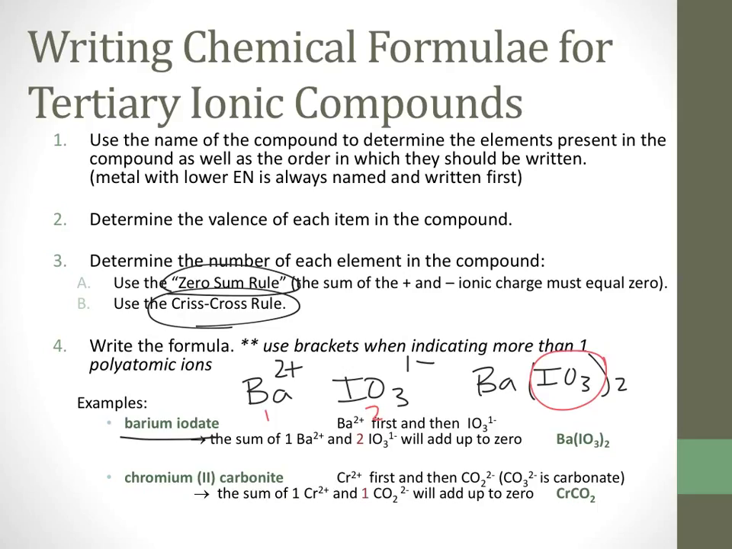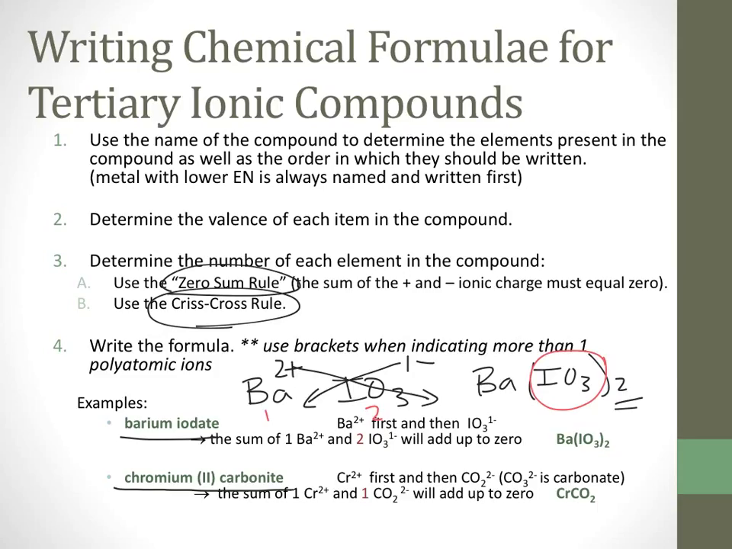If I wanted to use the crossover rule instead of the zero-sum rule, I would do the same thing I've done in the past, which is to take the magnitude of my ionic charge and cross it down, and these numbers then become the subscripts in the formula of my compound. However, I still need to remember to use brackets for my polyatomic ion, since I have more than one of them. And one final example here, chromium 2 carbonite.